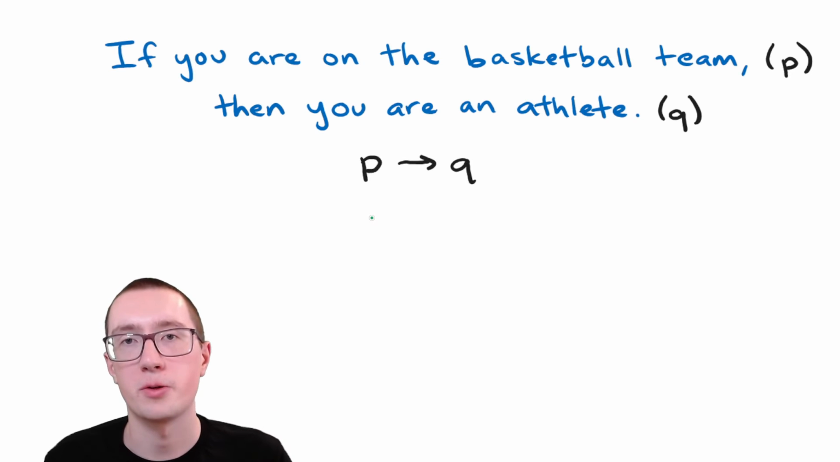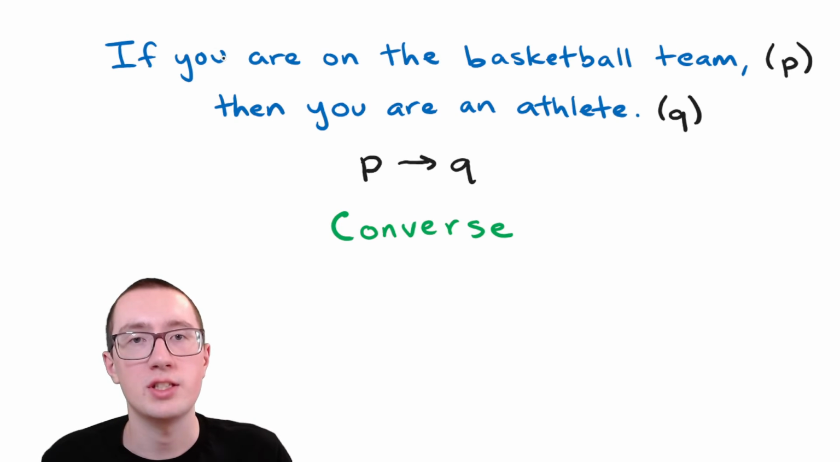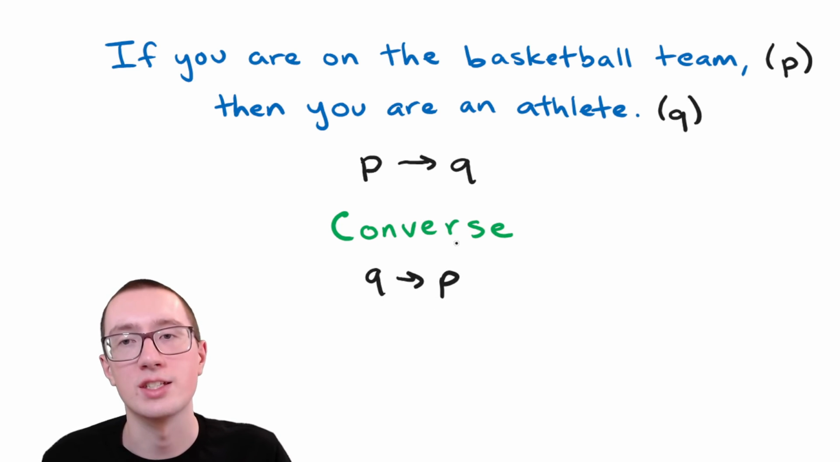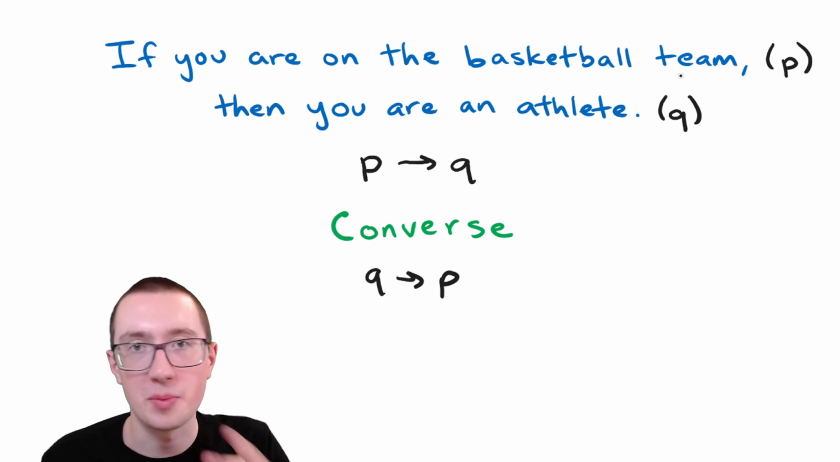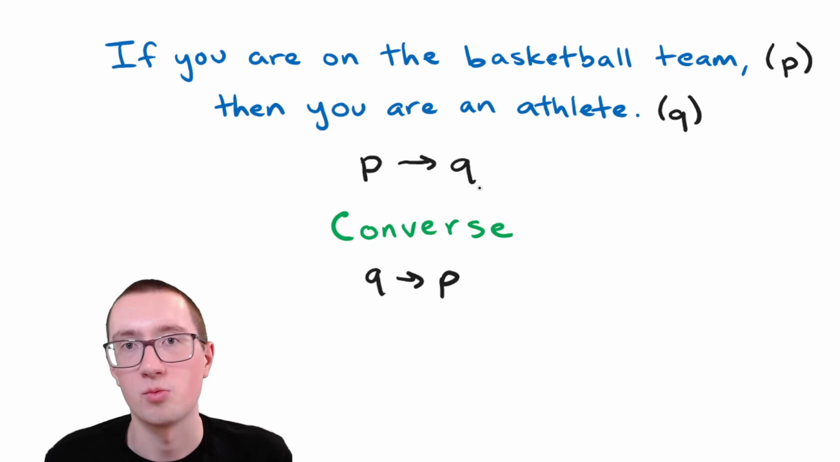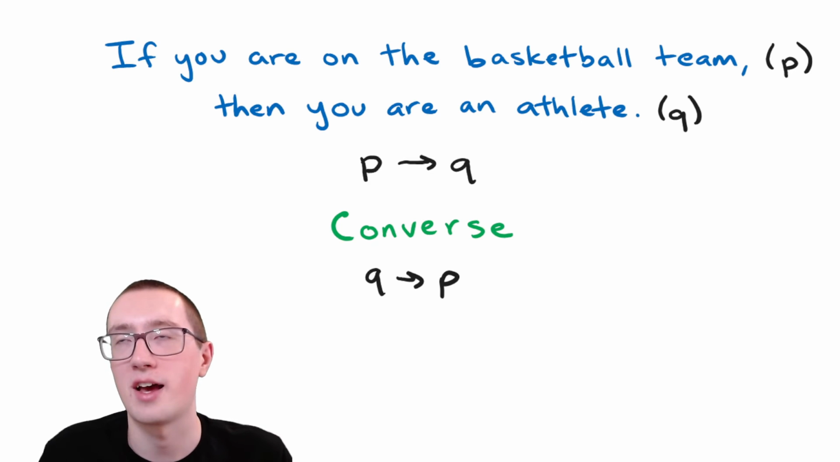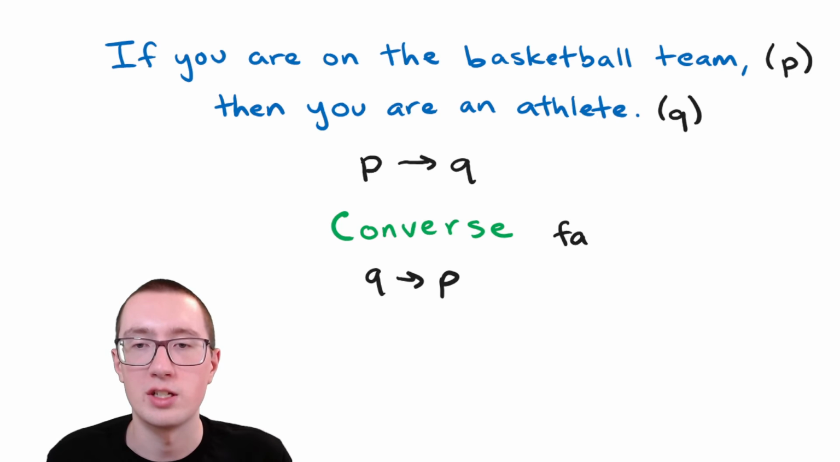So let's start talking about those other three kinds of statements that I talked about. The first one is a converse. Notice how this sounds like convert, and we're basically just going to convert it into the other way around. So if this statement is if P, then Q, then its converse is going to be if Q, then P. So what does this mean? Well, this turns the statement into if you are an athlete, then you are on the basketball team. We're flipping around the statement. So is that true or not? Well, it's not true, right? If you're an athlete, you're not necessarily on the basketball team. You could be an athlete and be on the football team or something like that. So in this case, the converse is false.